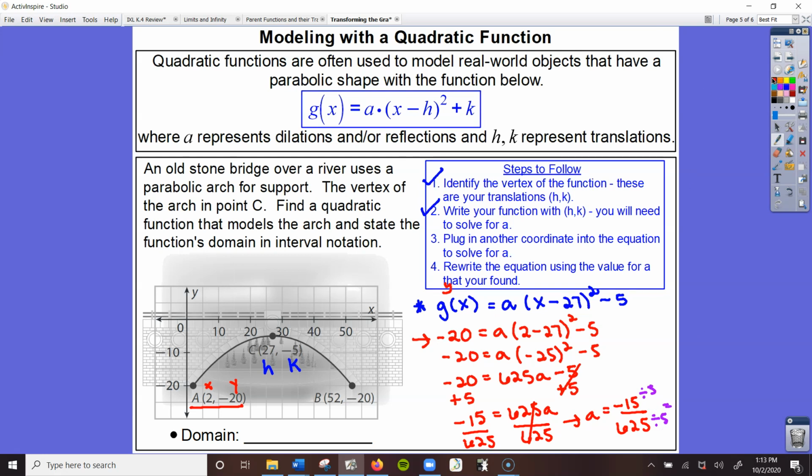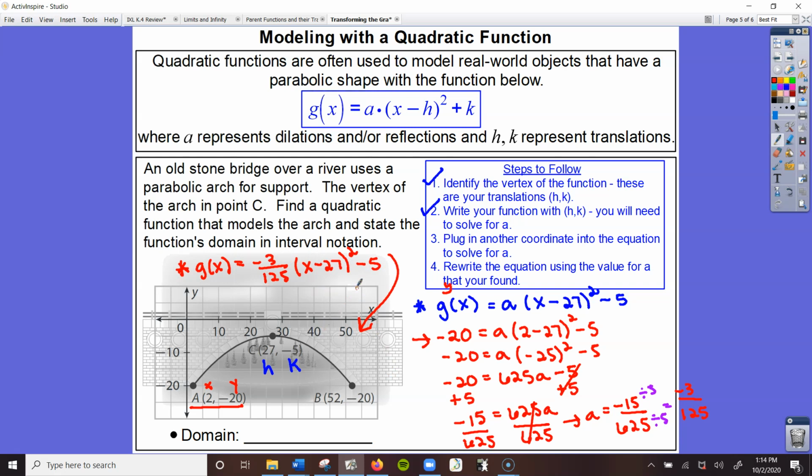And that would give me a value of a, which is -3 over 125. So this is the value of a, -3 over 125. So now that I have a, I can rewrite my function, but I'm going to plug in a. So g of x is equal to -3 over 125, parentheses x minus 27 squared minus 5. And that's the equation that represents this parabola.